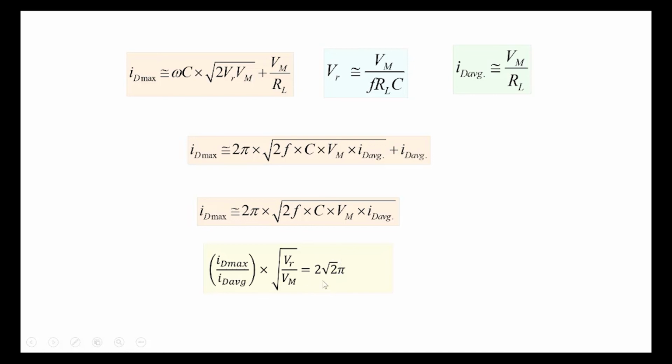Now this equation shows the right hand side is a constant, and therefore it says that if you try to reduce the percentage ripple Vr by Vm, then the first term will increase.